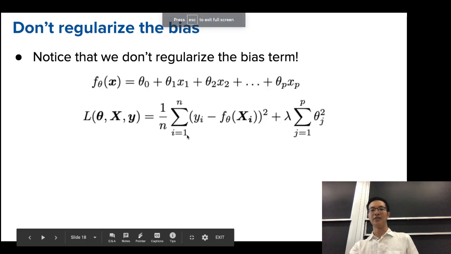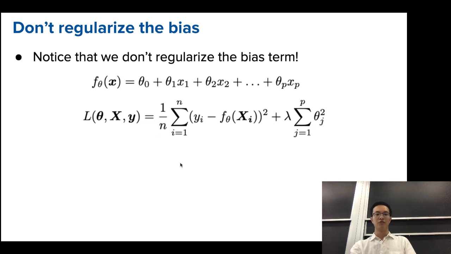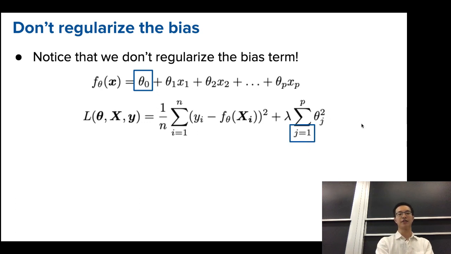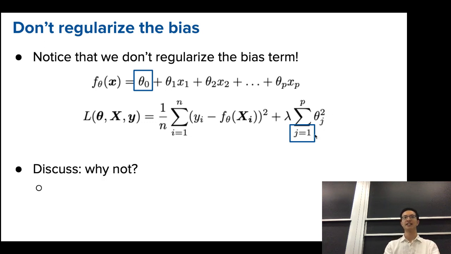I do want to point out one particular thing about this regularization penalty, which is that we don't regularize the bias term. If you remember, the linear model looks like theta sub 0 plus theta 1 times x sub 1, and so on. We have theta sub 0 here, but this summation starts at j equals 1. So we don't include theta sub 0 in the regularization penalty. Why not? Think about this for a few minutes and talk with your neighbor.